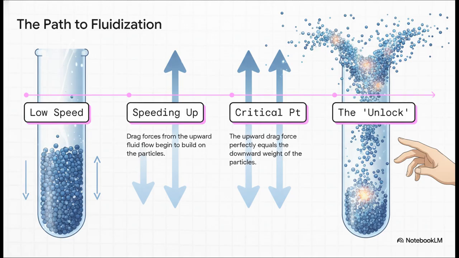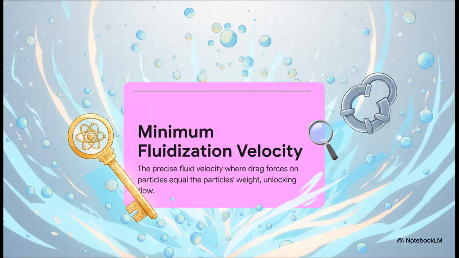And then, bam, we hit that critical point. The upward drag force becomes exactly equal to the downward weight of the particles. The entire bed becomes, in effect, weightless. It's been unlocked, and it's ready to transform. That exact speed is so important. It gets its own special name, the minimum fluidization velocity.